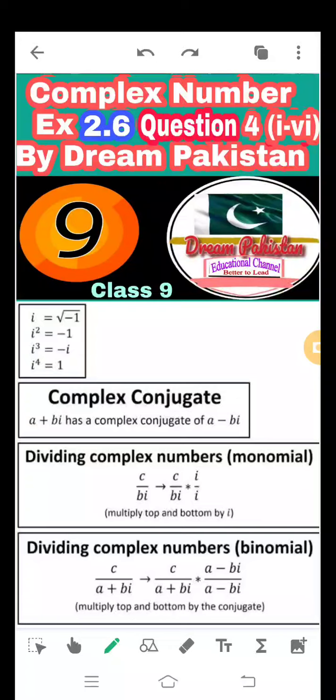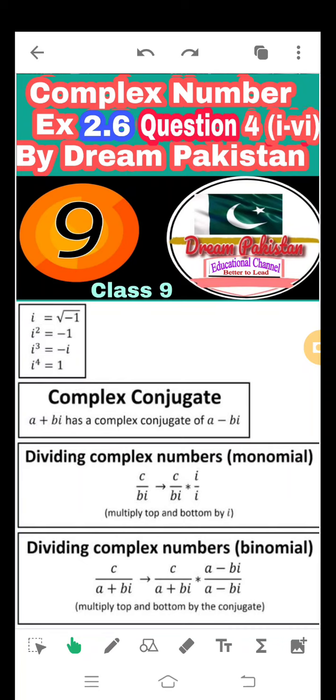Today we learn complex numbers, exercise 2.6, question number 4, part number 1. In previous lectures, we have learned about addition, multiplication and subtraction of complex numbers. Today we will learn about the division of complex numbers.